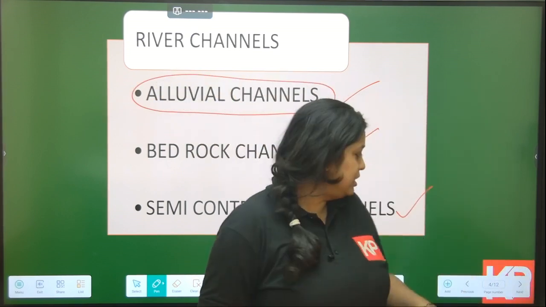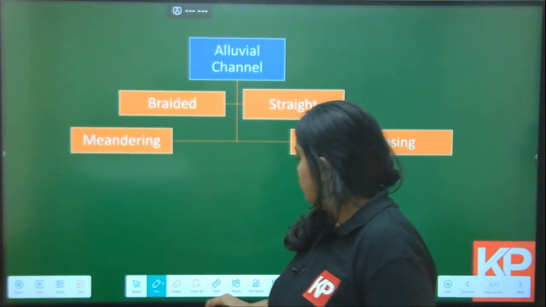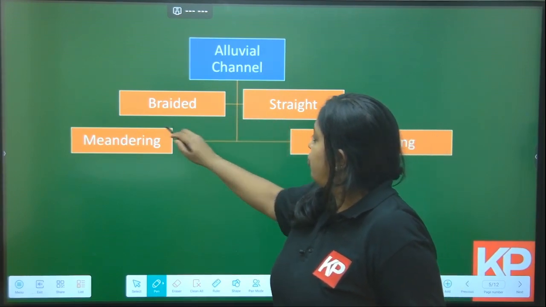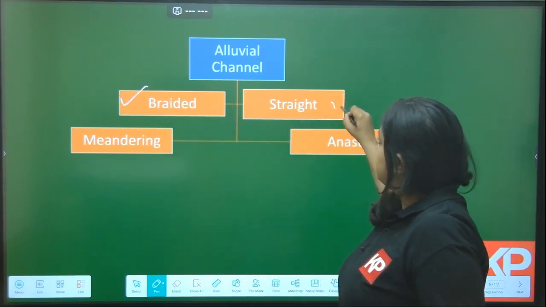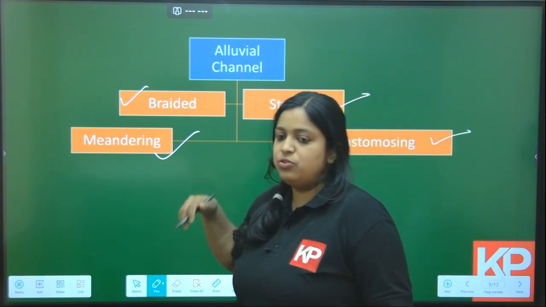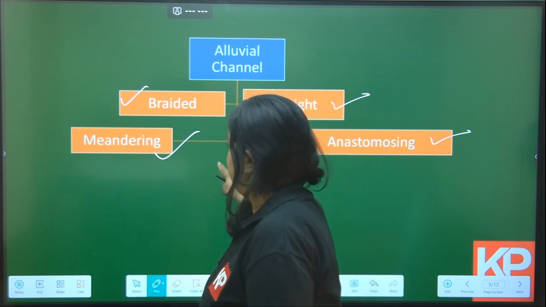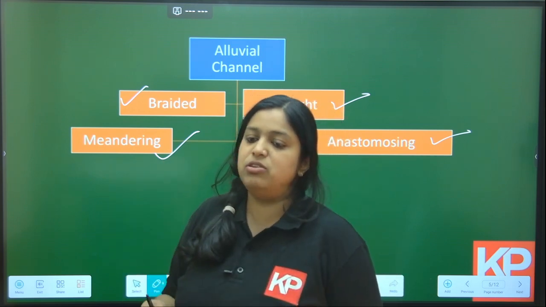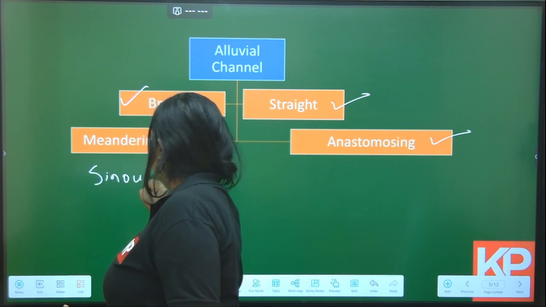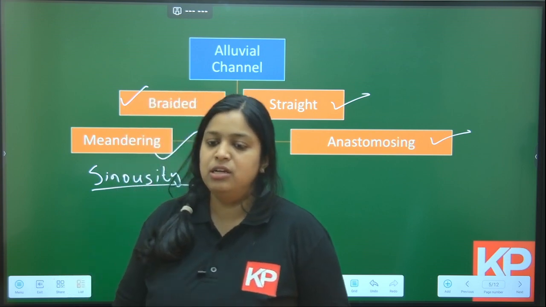Let's see in detail what the different types of alluvial channels are. Over here you can see we can divide alluvial channels into 4: braided channel, straight channel, meandering channel and anastomosing channel. There are different ways of classifying alluvial channels. This is one way of classification, based on their sinuosity. Sinuosity is one factor.